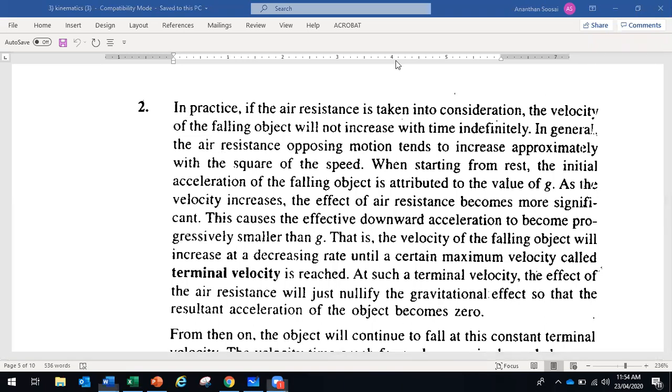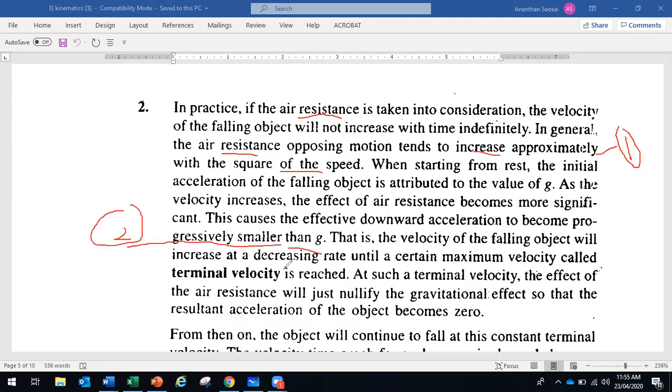In practice, the air resistance is taken into consideration. The velocity of the falling object will not increase indefinitely. Air resistance opposing motion tends to increase approximately with the square of the speed, or you say speed. This is 1 mark. Air resistance proportional to speed, 1 mark. There is initial acceleration of g. As the velocity increases, the air resistance becomes more significant. This causes the effective downward acceleration to become progressively smaller. Progressively smaller, 2 marks.